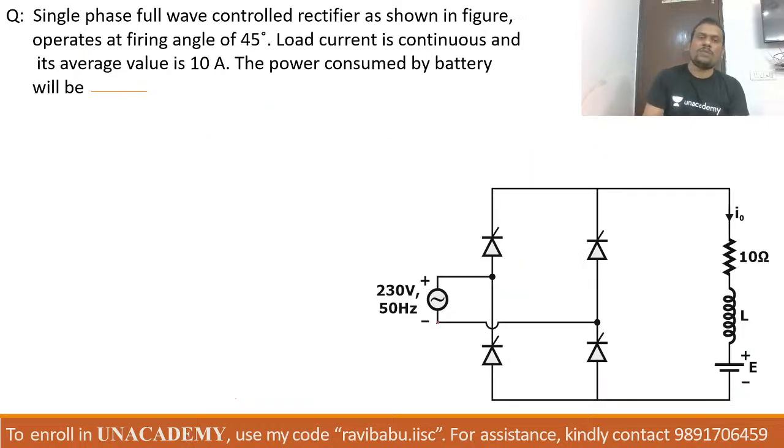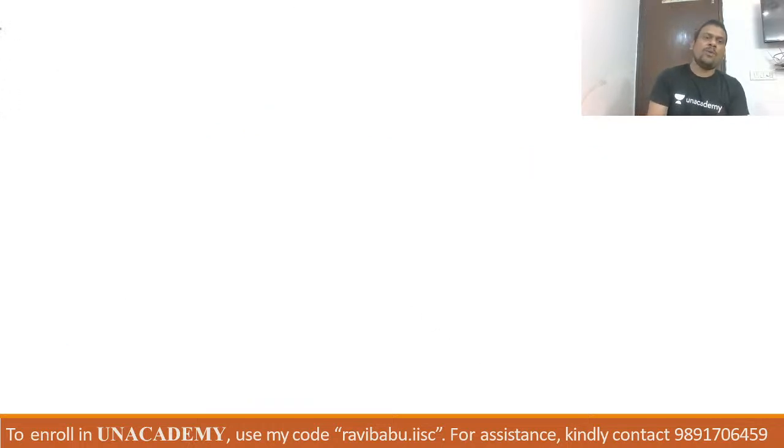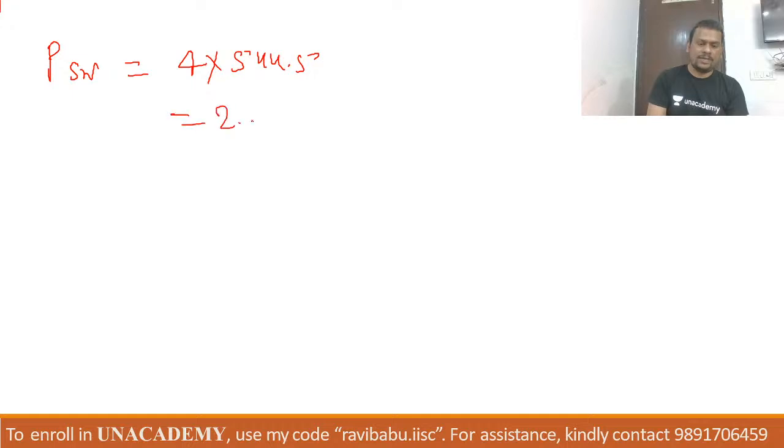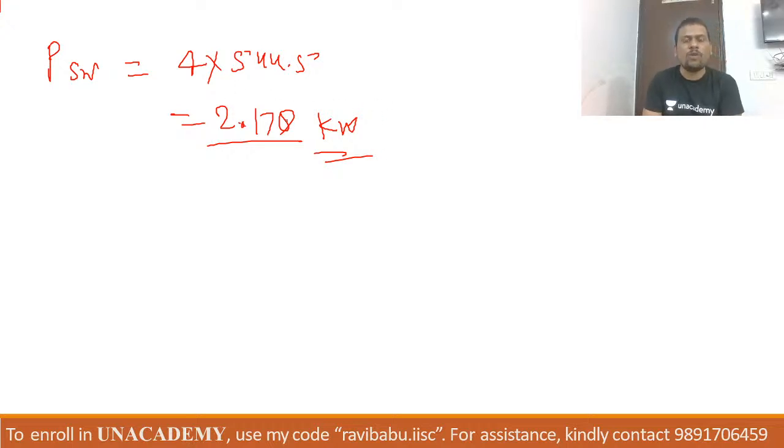So overall loss in the switches will be, all switches loss is 4 times the previous value, 544.5 into 4, and it is nothing but 2.178 kilowatt. Tell me Jiten, it is clear, beta? Very nice, it is clear. 2.178 kilowatt in the overall converter.